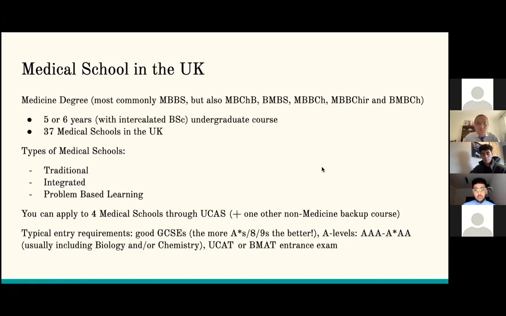So you can apply to 4 medical schools through UCAS, but you can also apply to one other non-medicine backup. A lot of people do that in biochemistry or biomedicine and biomedical sciences, but you can do that in anything else. And if you don't get into medical school, then some people choose to do that fifth choice and then apply later through graduate entry medicine. But you get 4 choices of medical school, so you need to think very wisely about where you want to go.